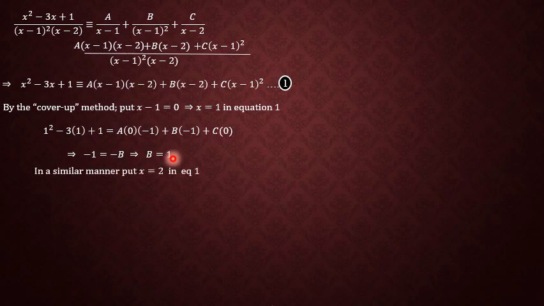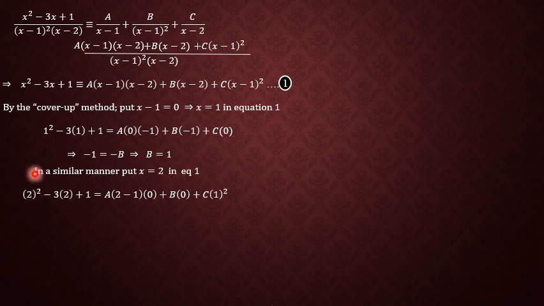So now I can use the cover-up method in a similar manner. I put x minus 2 equal to 0, and I solve for x, and my x will give me 2. That is why I have x equal to 2 here. And then I substitute it now in equation 1, in this equation 1 here. So where I see x, I'll put 2.